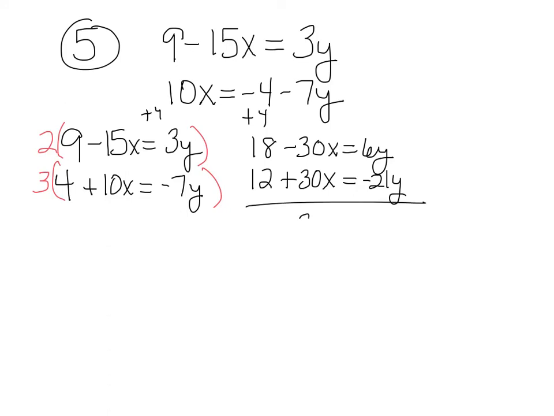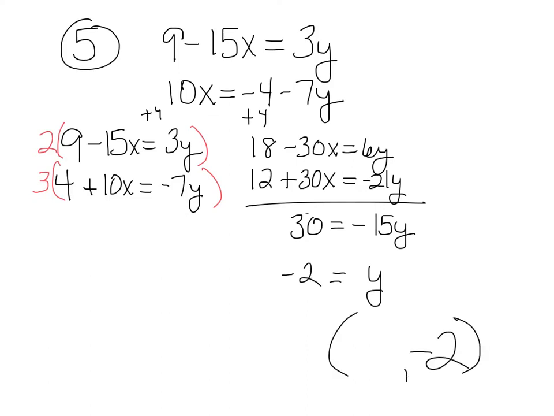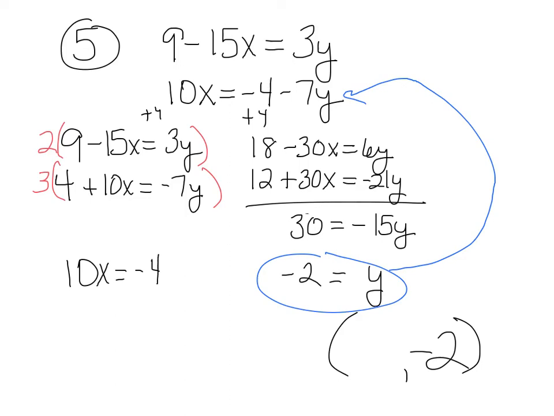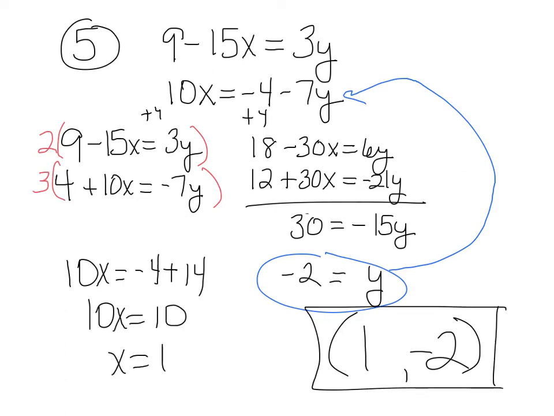If I add those together, I don't get 20, I get 30 equals negative 15y. I divide by negative 15, I get negative 2 as my y value. So now I'm going to take that negative 2 and I'll plug it in right here. So 10x equals negative 4 minus b plus 14. 10x equals 10, x equals 1. So my answer for this system of equations would be 1, negative 2.